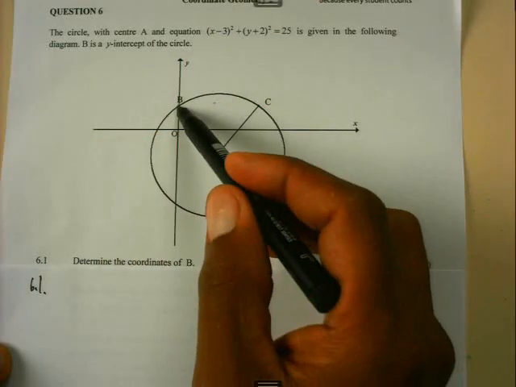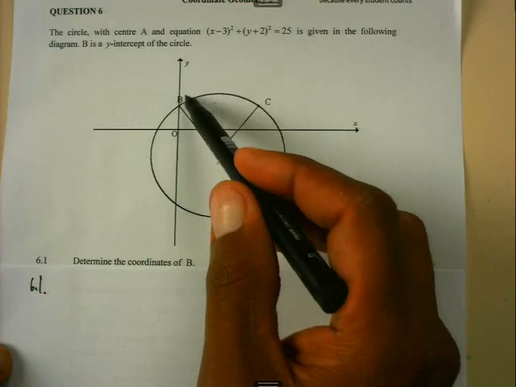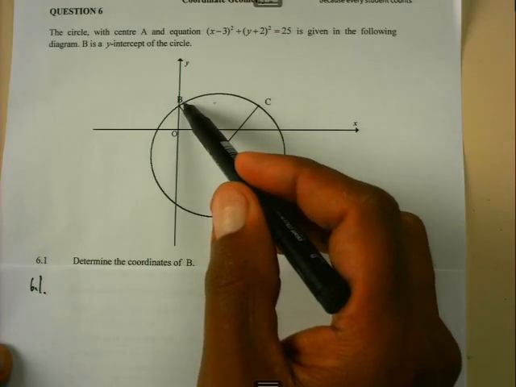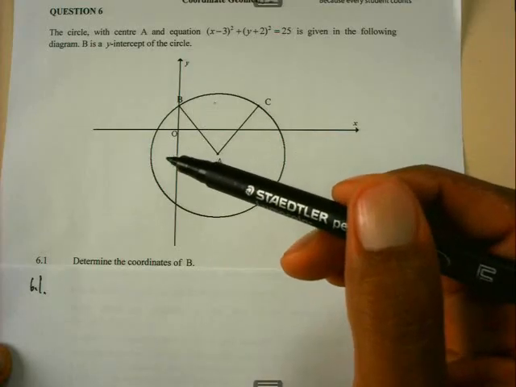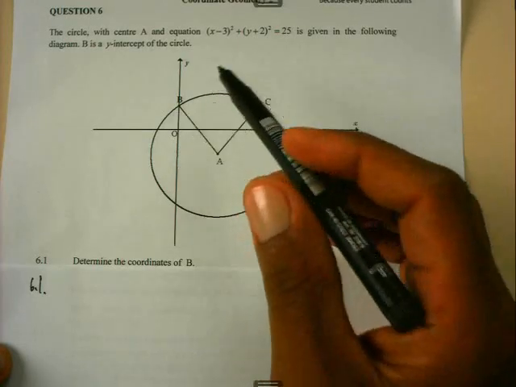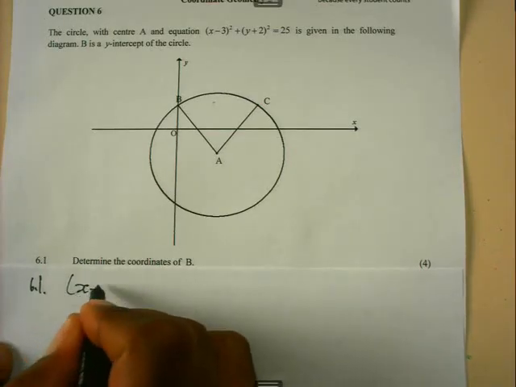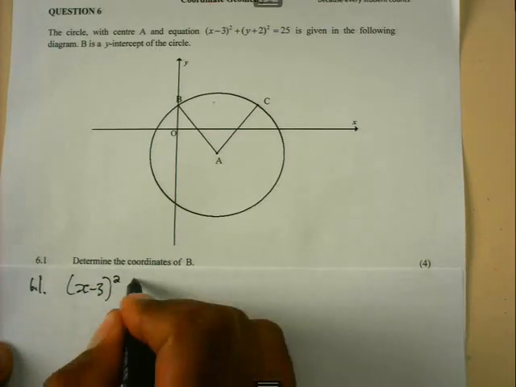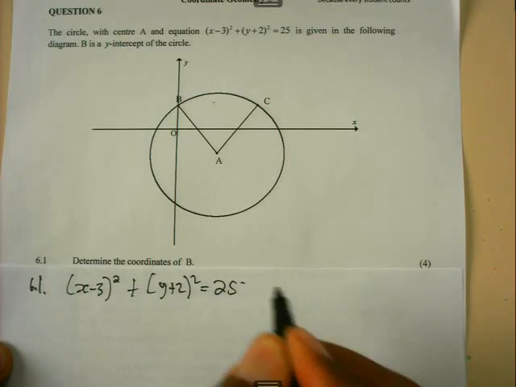Therefore, if B is a y-intercept, then it means the x value at this point is 0. Why? Because you remember from the functions, when you determine the y-intercept, then you let x be 0. Then it means we are going to take the equation (x minus 3) all squared plus (y plus 2) all squared is equal to 25.